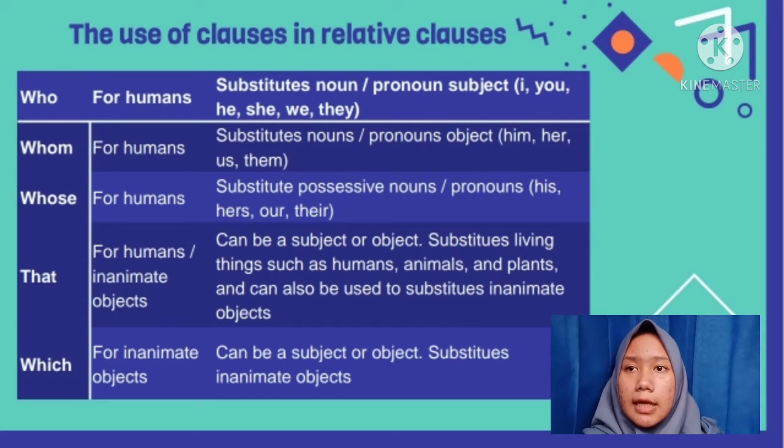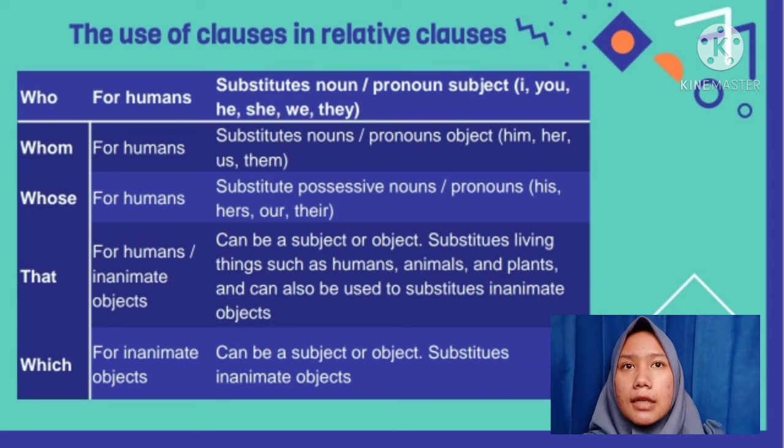The example is: he is the man who works hard to support their daily needs. In this sentence, it describes a man as a subject complement. The next is whom. It is used for a human too and substitutes a noun or pronoun object, for example, him, her, us, and them. The example is: the woman whom we saw last night is my sister. The sentence describes a woman as a subject.